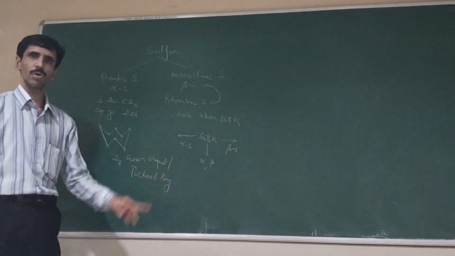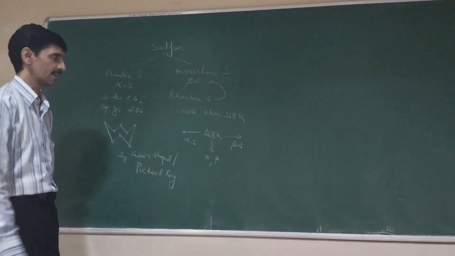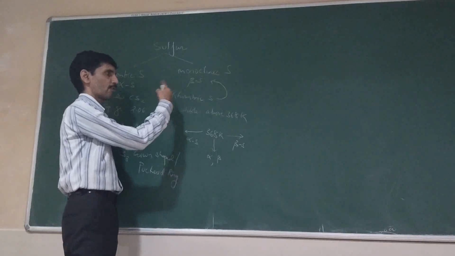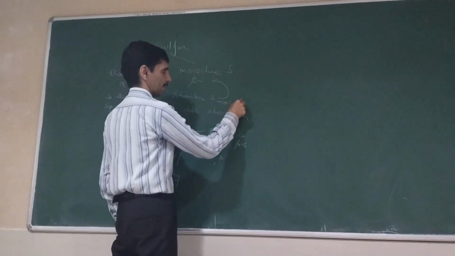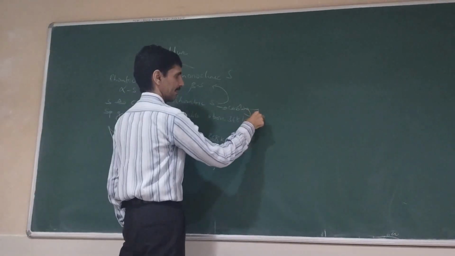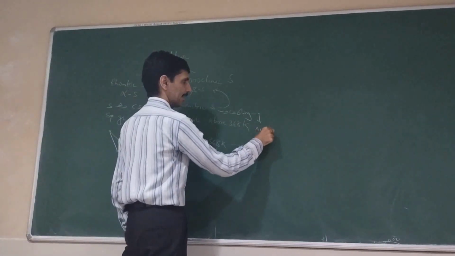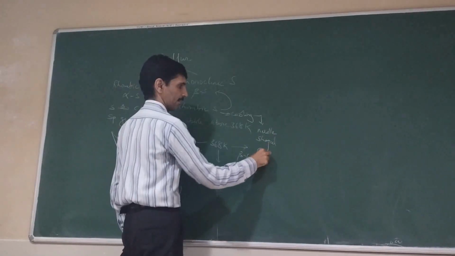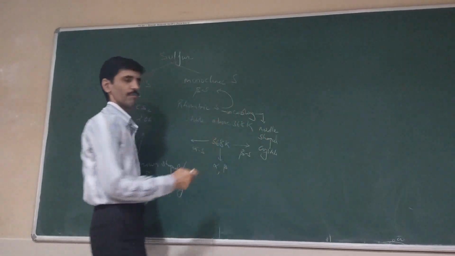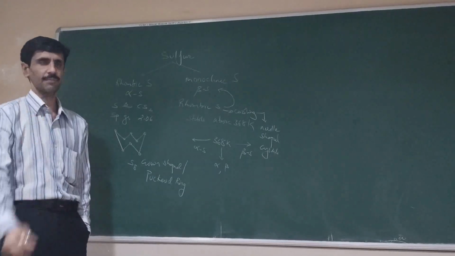Now, when you talk about monoclinic sulfur, by heating of rhombic sulfur we can get this, and also followed by cooling. Okay, because we need to cool it, and that results in the formation of needle-shaped crystals. When I talk about needles, so you understand this very well, it's only very fine, very thin.